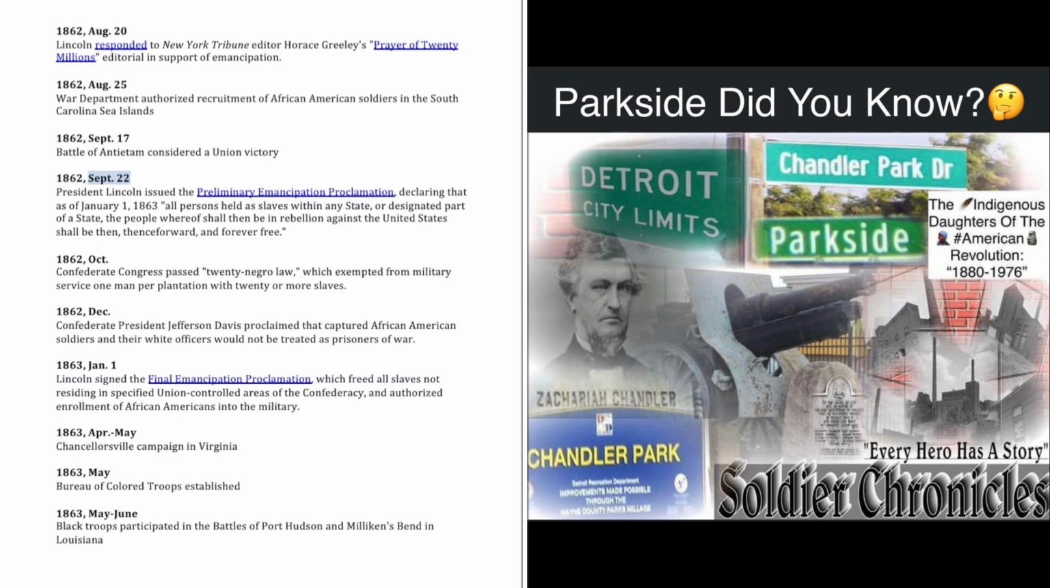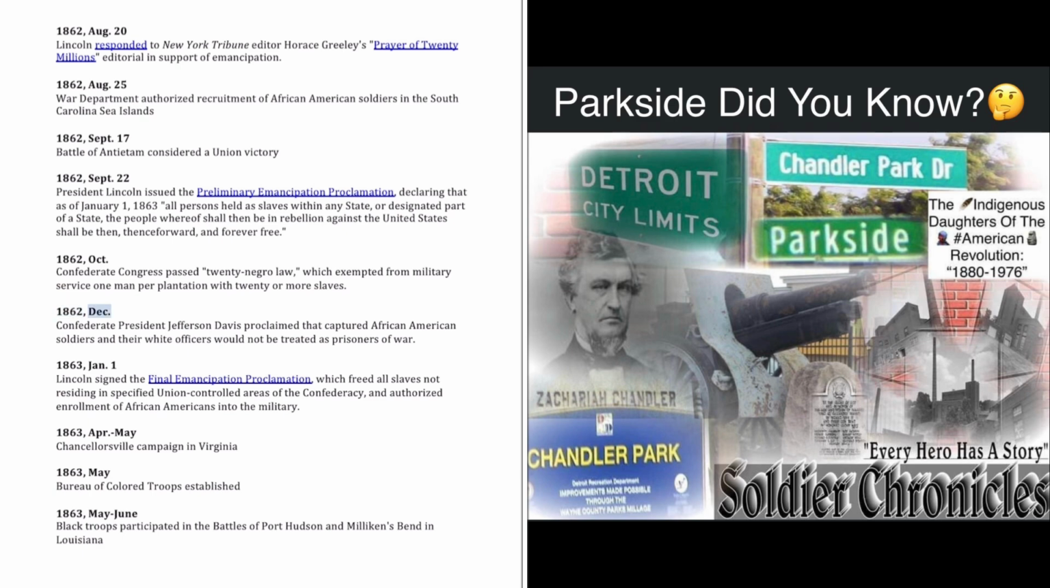1862, September 22. President Lincoln issued the preliminary Emancipation Proclamation, declaring that as of January 1, 1863, all persons held as slaves within any state, or designated part of a state, the people whereof shall then be in rebellion against the United States shall be then, thenceforward, and forever free. 1862, October. Confederate Congress passed 20 Negro Law, which exempted from military service one man per plantation with 20 or more slaves.